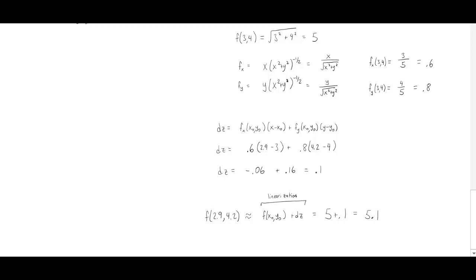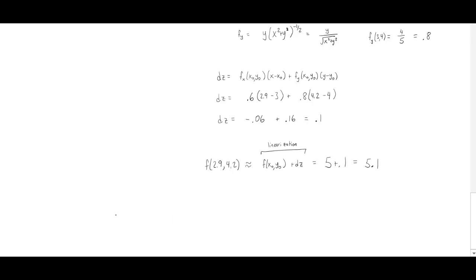Now I will say one thing: if the question asks you to approximate not just f of xy, but a change in f, then that would just be the differential, okay? So they're kind of like the same thing. The only thing is if you're just calculating the differential, then you're moving this to the other side, and you're calculating the change in z instead of the function at a certain point, okay? All right.